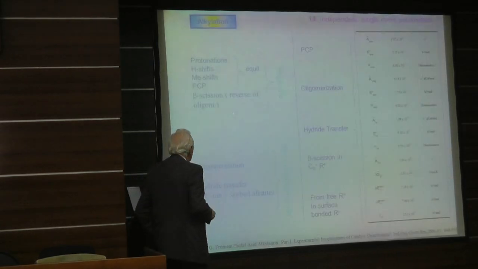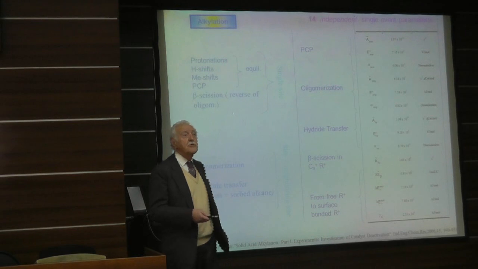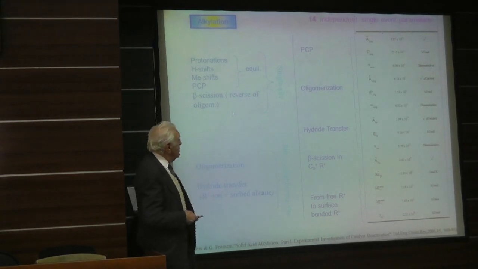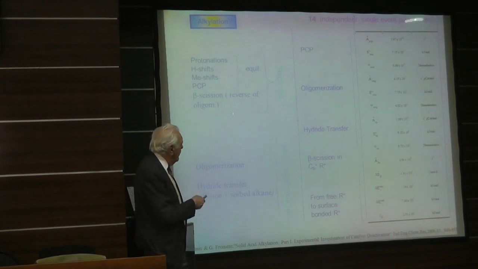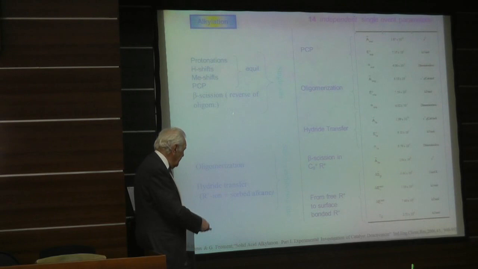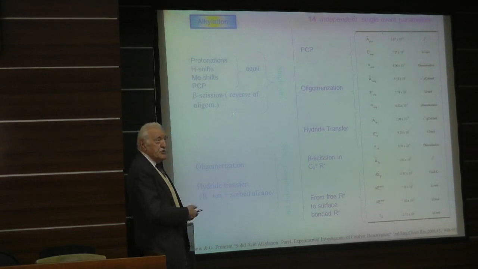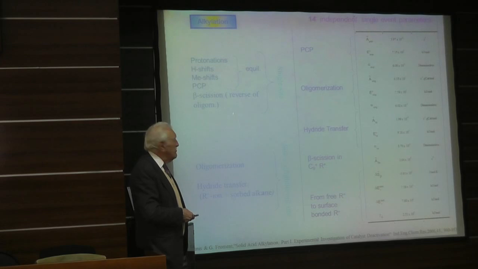We have determined, using the single event approach, because there are hundreds and hundreds of reactions there, the kinetics for the various steps: the protonated cyclopropane mechanism, oligomerization, hydride transfer, etc. We have determined 11 rate parameters that were necessary to describe the transformation. We have the numbers of that. And when we have the numbers, we can simulate a reactor operation.